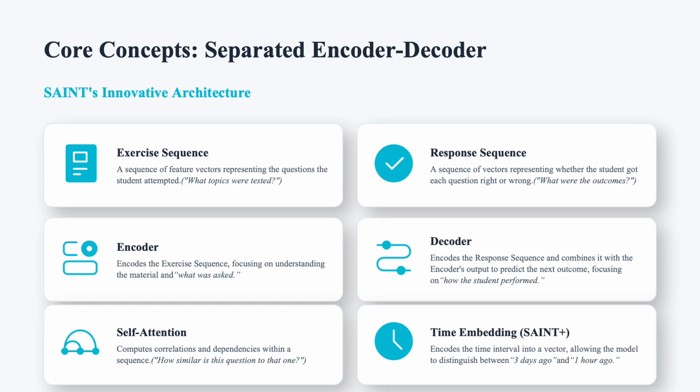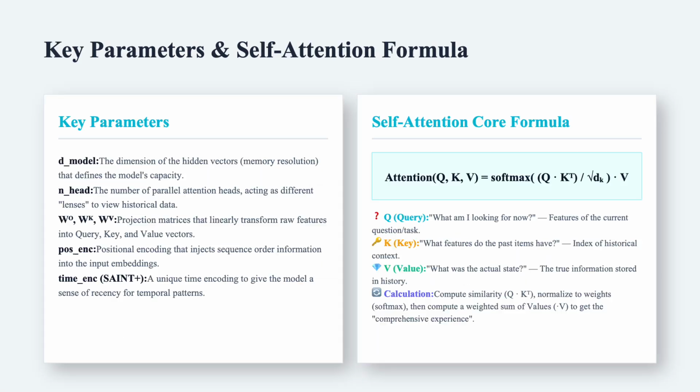This clear separation of concerns leads to better modeling of both the content and the learner. Saint Plus further enhances this by adding a time embedding to explicitly model the passage of time. The magic of Saint lies in the self-attention mechanism and its key parameters. The D model and N head control the model's capacity and its ability to look for different types of patterns. The projection matrices transform the raw data into the query, key, and value vectors that the attention mechanism uses.